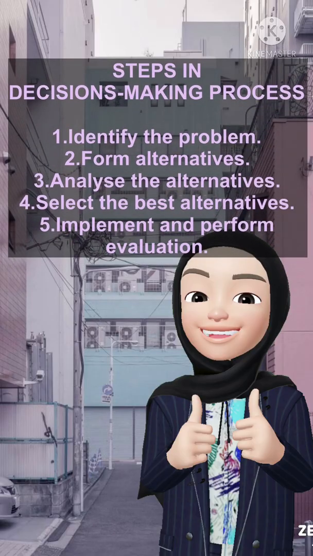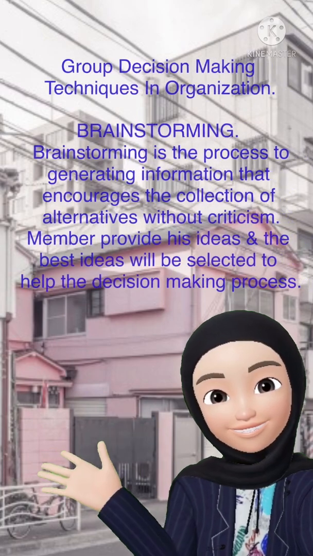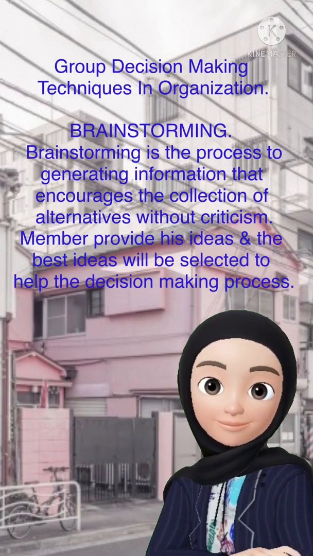The decision-making process has 5 steps. First, identify the problem. Second, form alternatives. Third, analyze the alternatives. Fourth, select the best alternative. And fifth, implement and perform evaluation. I will continue with group decision-making techniques in organizations.